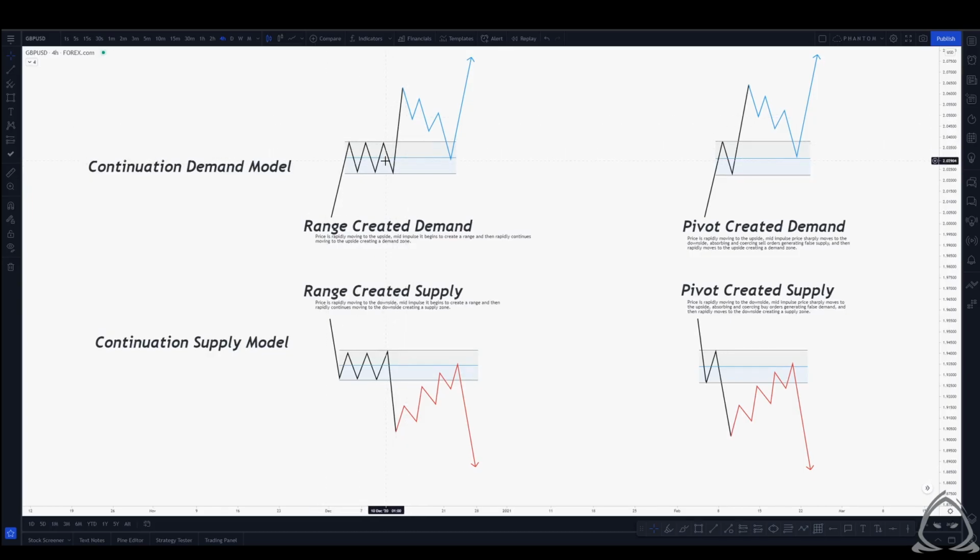We would then see price expand out of that range rapidly. And again, we're not trying to trade the break of that range, but instead we're waiting for price to return back into that range, that demand zone, to look for our entries.